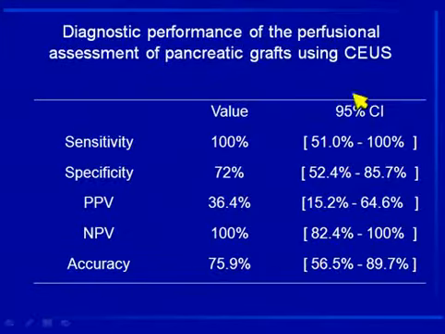The diagnostic performance of perfusional assessment of pancreas graft using contrast-enhanced ultrasound. The sensitivity was 100%. Specificity was 72%. Positive predictive value was 36.4%. Negative predictive value was 100%. And accuracy of this test was 75.9%.